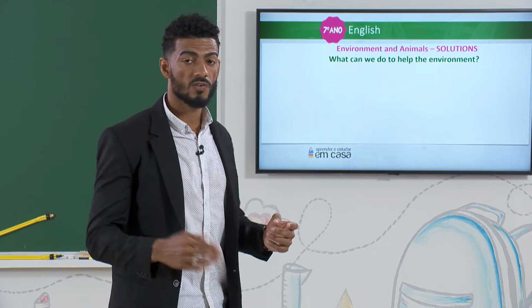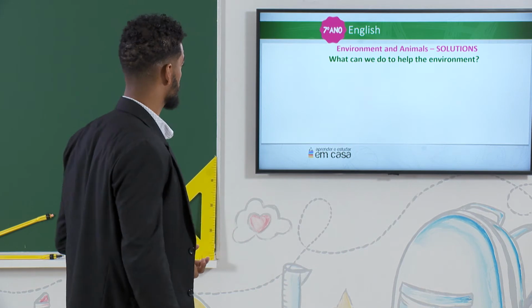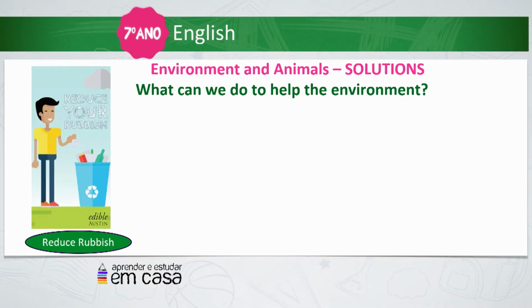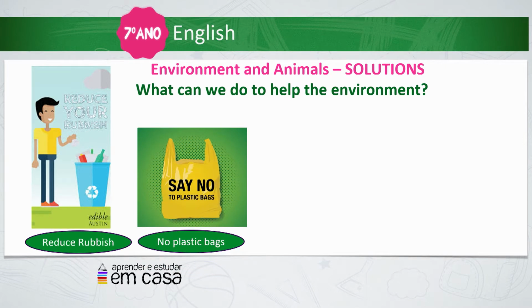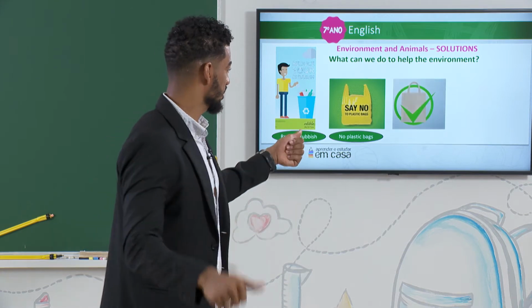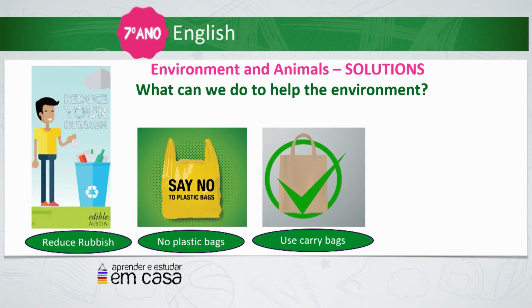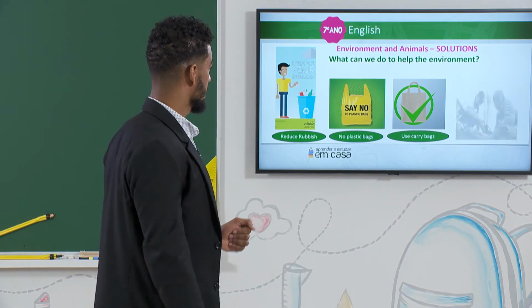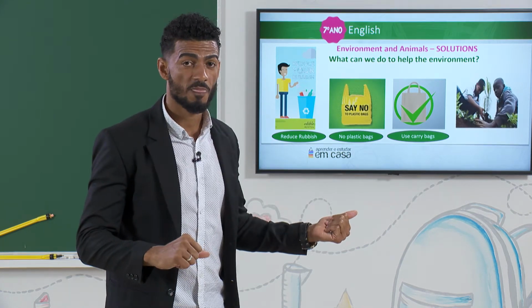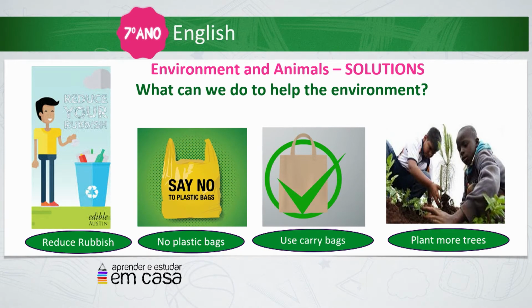So let's see more environment solutions that we have here. And then, say no to plastic bags. No plastic bags. What should we use? Cool. We should use our care bags. So in order to help the environment, we can call them care bags or organic bags. Okay, great. And the last solution that we have is plant more trees. So we should plant more trees in order to help the environment.